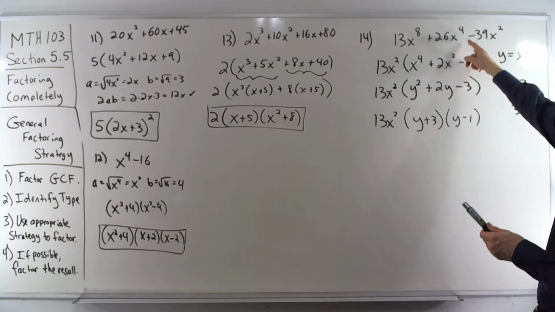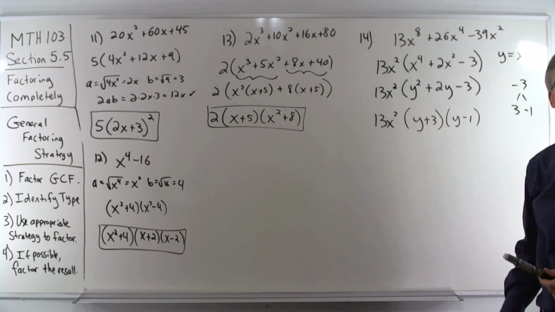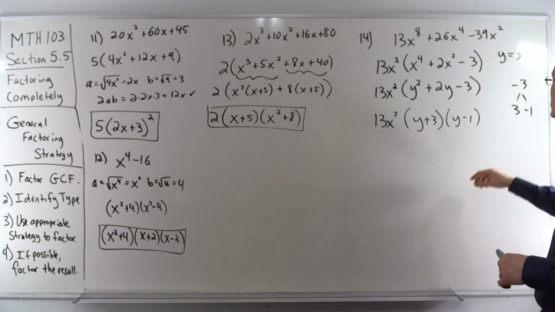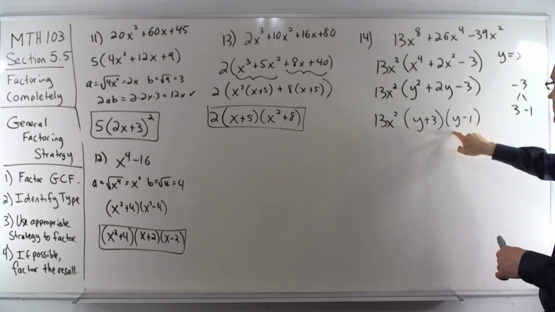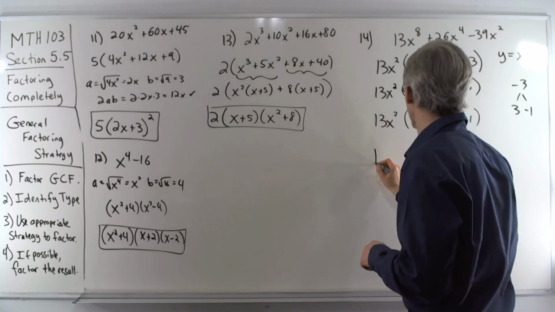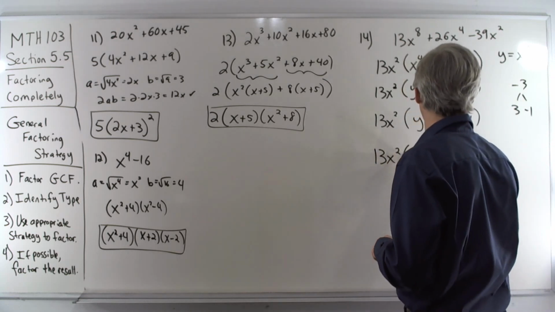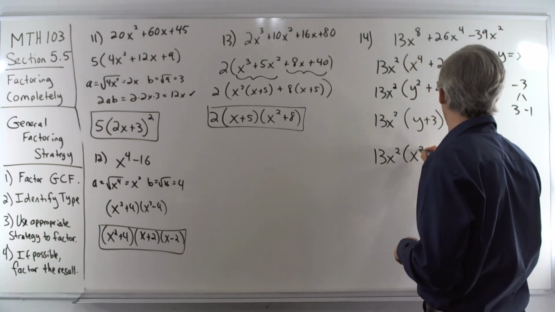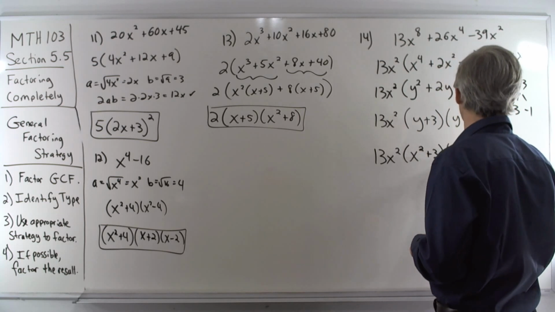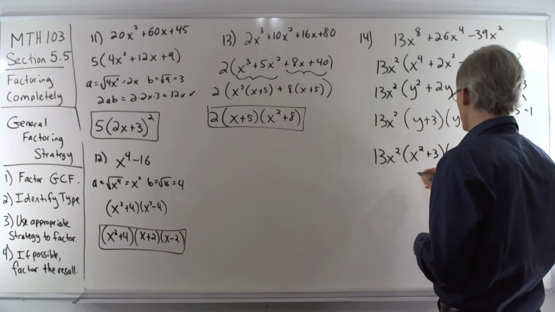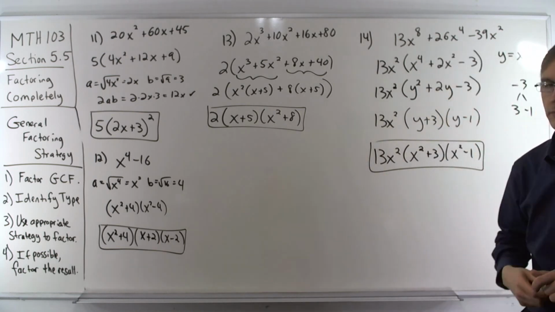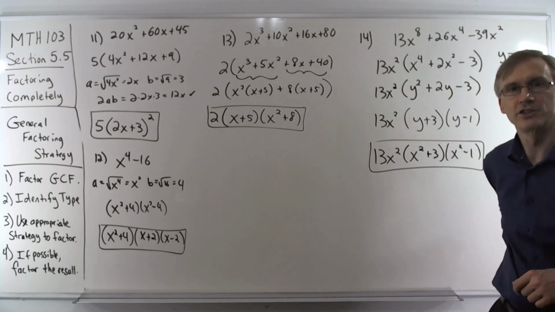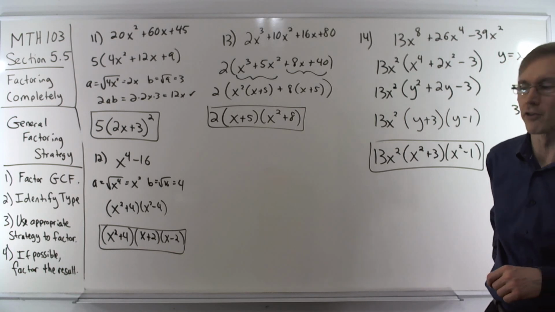But when we factored this thing, we didn't want some expression with y's in it. We want something with x's in it. So now we need to replace it back. So wherever I see a y, I'm going to put an x squared back. So we get 13x squared times x squared plus 3 times x squared minus 1. So a very challenging one there, more of a 104 style problem.